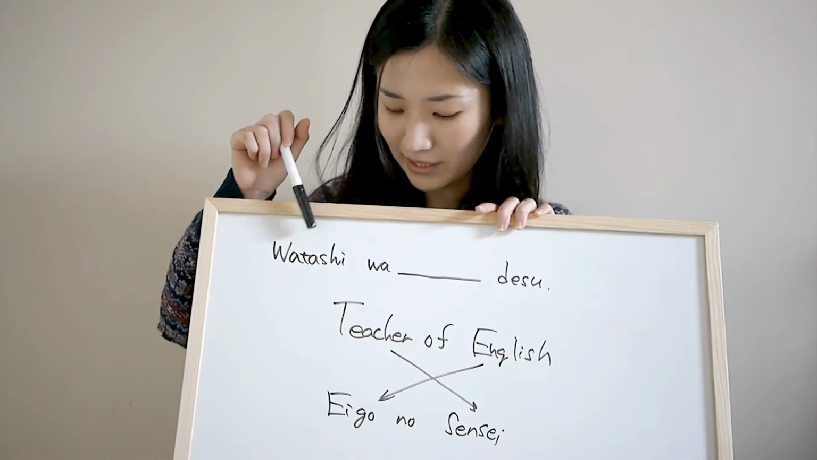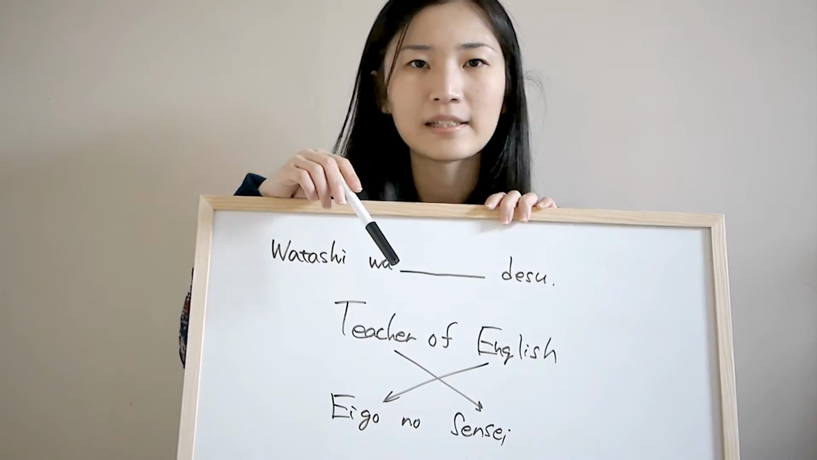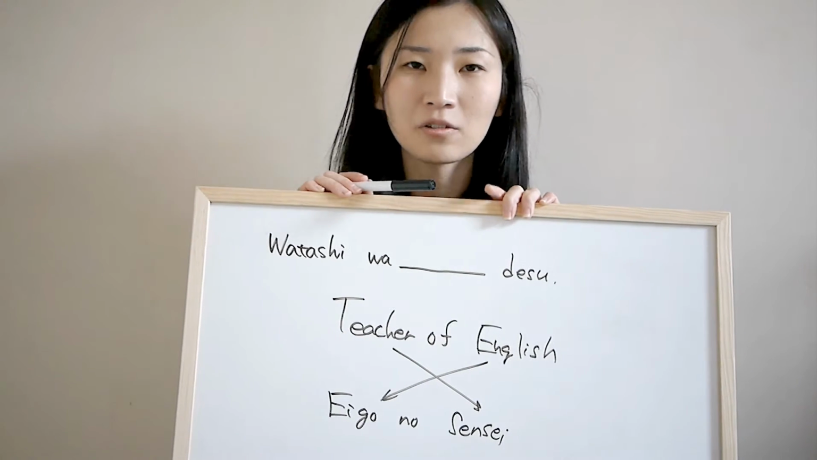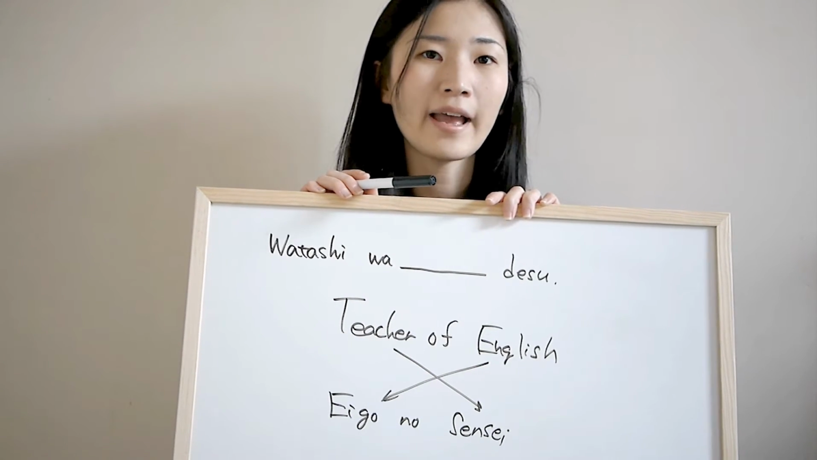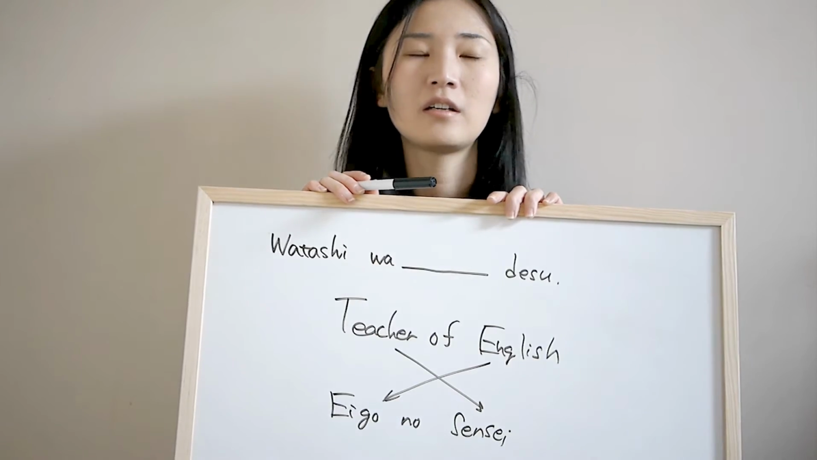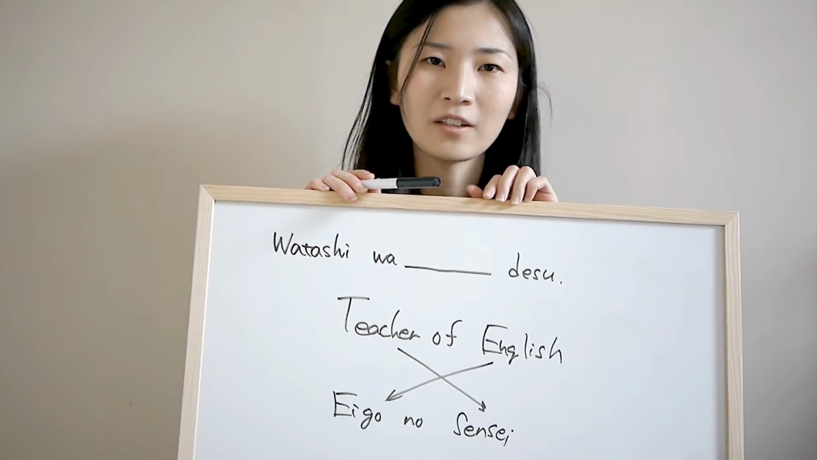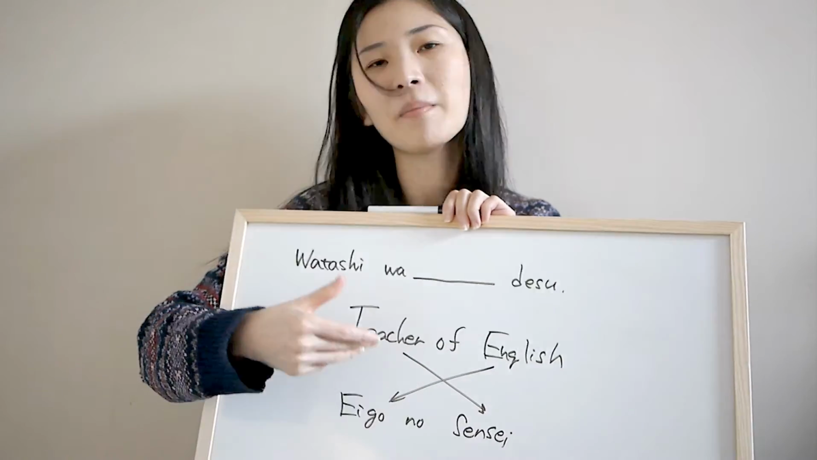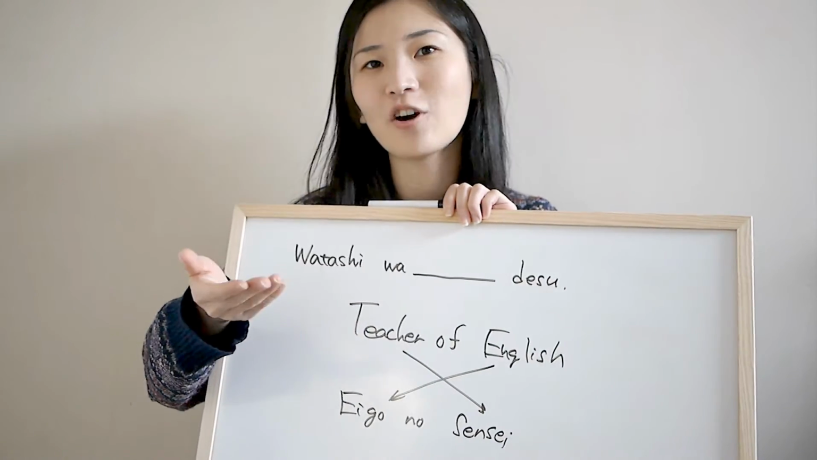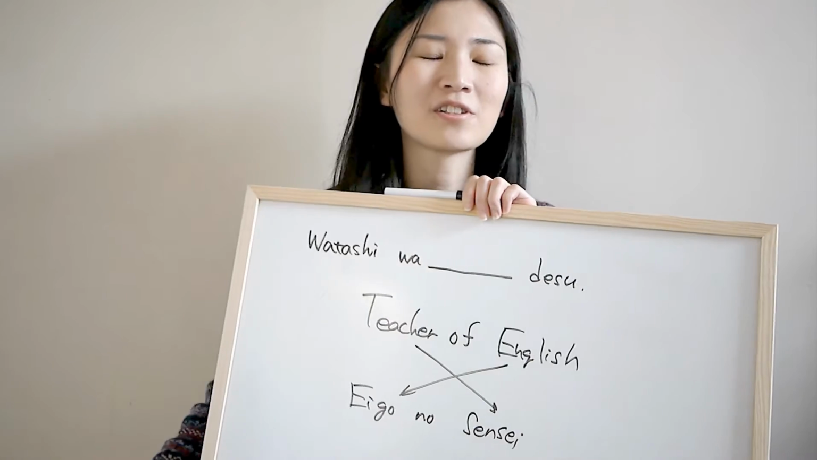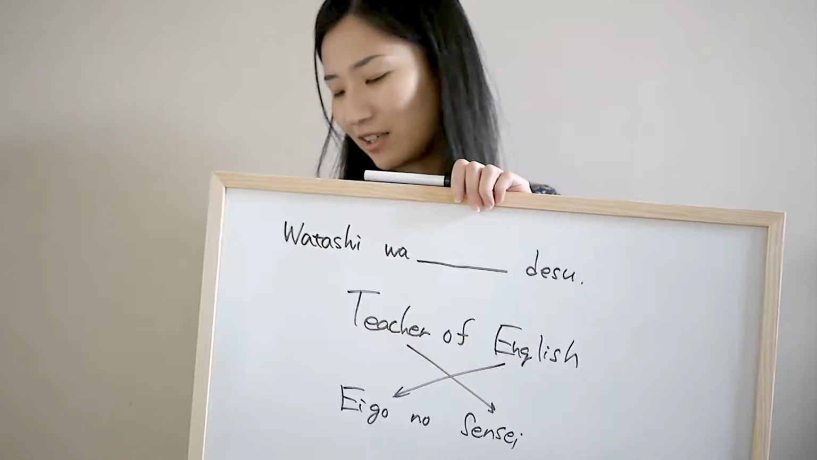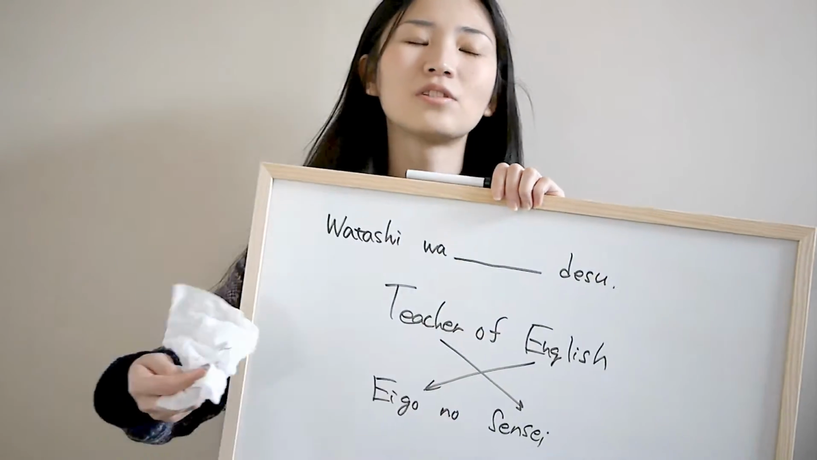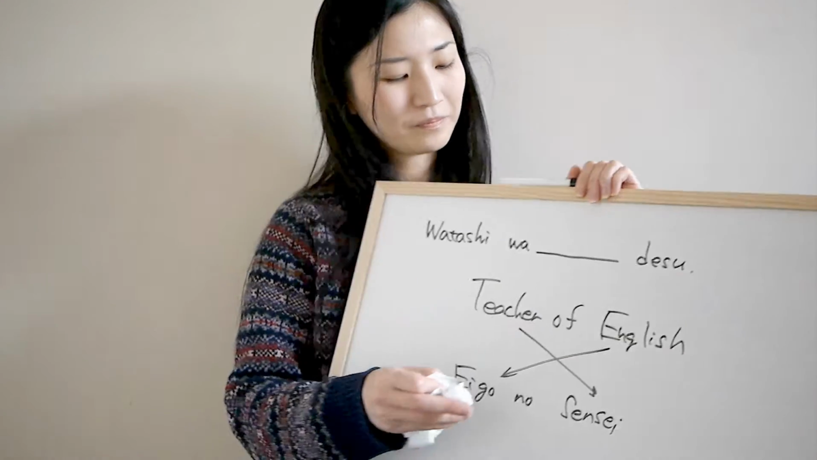And so, watashi wa Eigo no sensei desu. Watashi wa Eigo no sensei desu means "I am an English teacher," "I am a teacher of English." If we change this part, Eigo, then we can say I'm a teacher of various different languages. So let's see how to say languages.